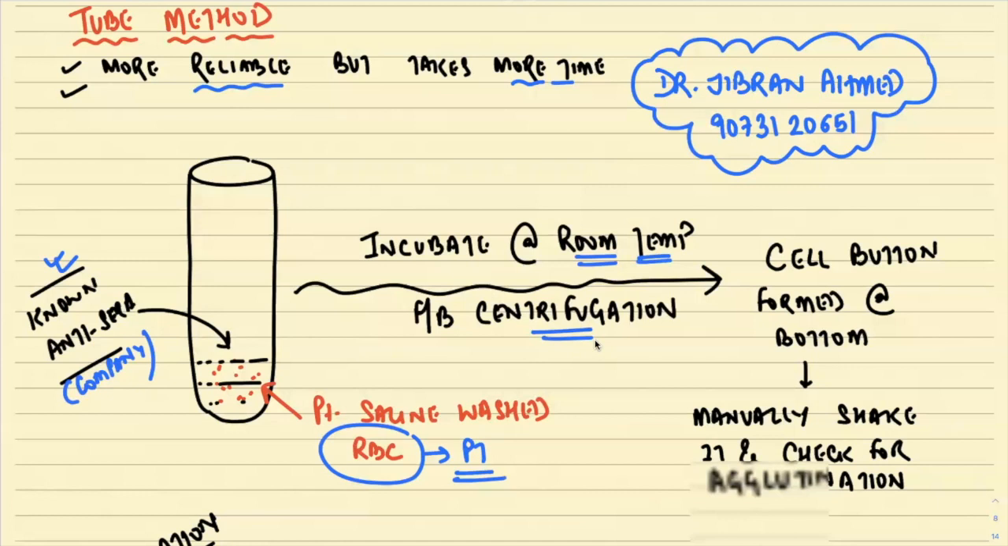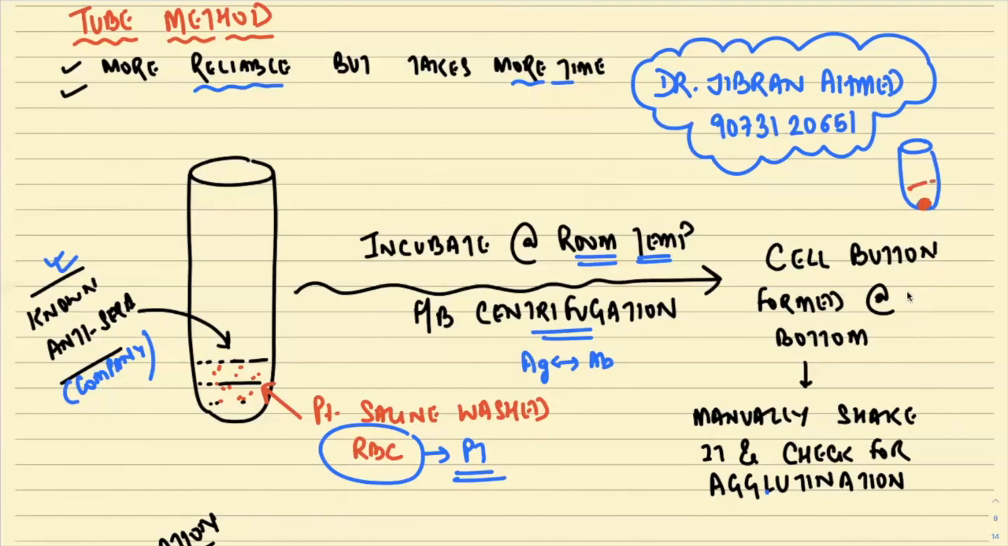The idea of centrifugation is to make the test more sensitive. When the centrifugation occurs, the antigen and the antibody come very, very close to each other. And as a result, what is going to happen? After you centrifuge, if you take the tube out, you will see that a red button is formed at the bottom, like this.